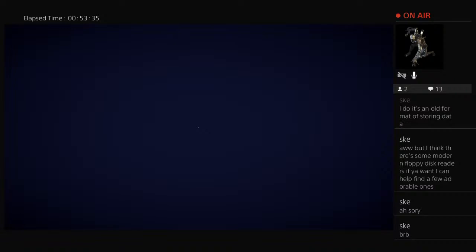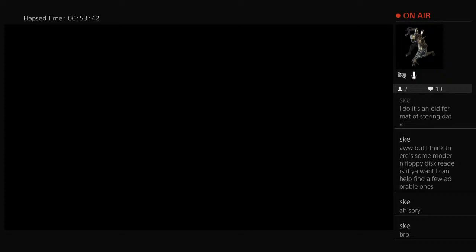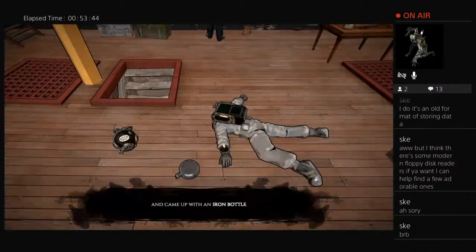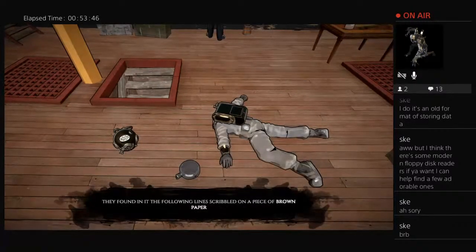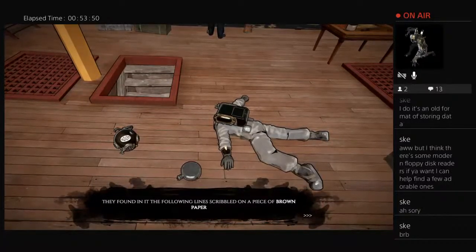What? Why deer be shovel? Why deer be shovel? What? Huh? And came up with an iron bottle. They found iron in it? The following lines scribbled on a piece of brown paper.